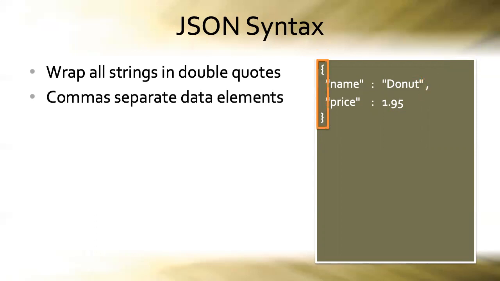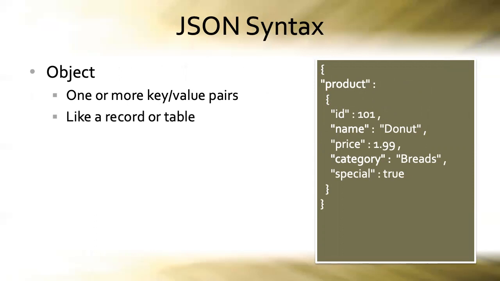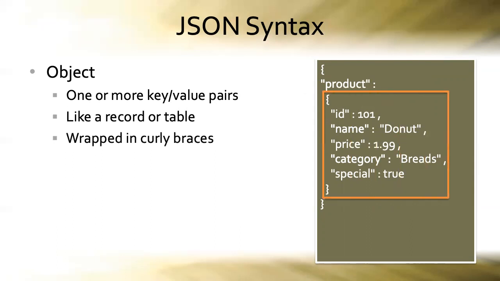Also, notice the curly braces around these two data elements, which groups them into a JSON object. A JSON object is one or more key value pairs. You can think of an object as being like a record, though sometimes you'll use it more like a table. Objects must be wrapped in curly braces. In the sample on the right, the root object is wrapped in the outer curly braces, and within that, the product value had to be wrapped in curly braces because it's more than just a simple value. It's a JSON object containing one or more key value pairs.